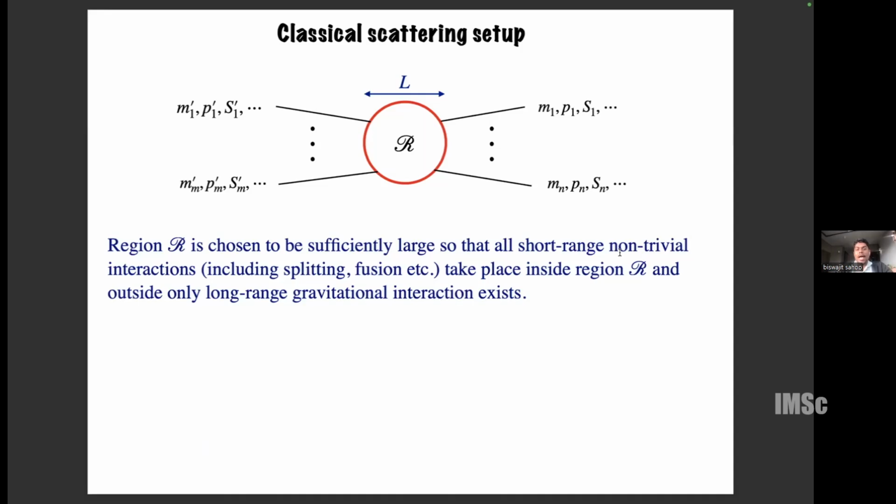Okay, and we choose this region R to be sufficiently large, this is on us, so that all the short range forces, which may include splitting, fusion, or any other forces which fall off faster than the inverse square law, are present only inside this region R, and outside only the long range gravitational interaction exists. This is how we split our spacetime for this scattering event. And let's consider the size of this region to be L.